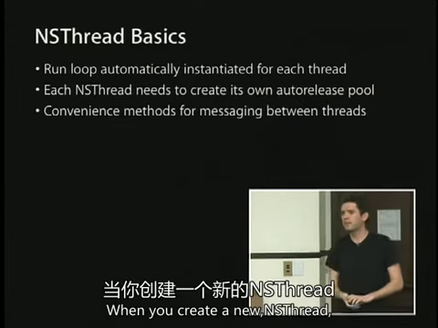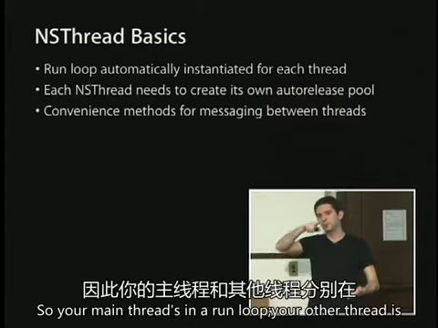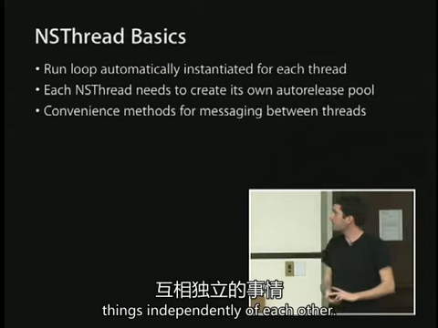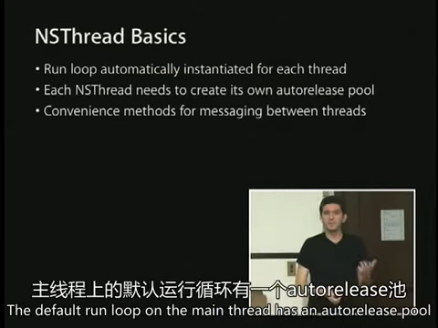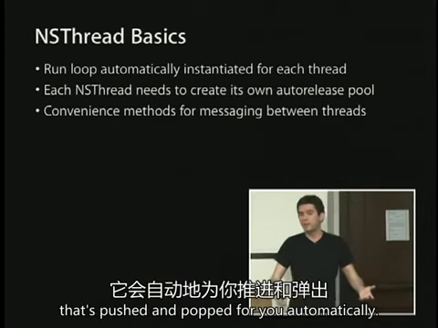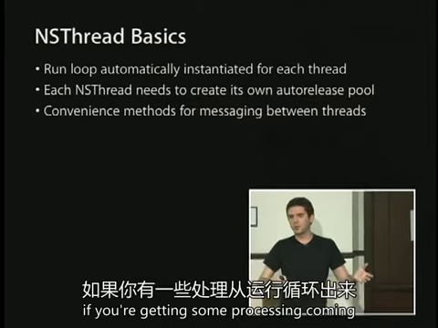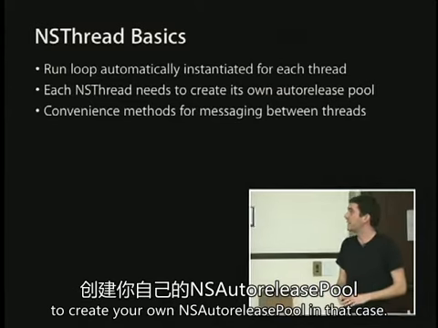When you create a new NSThread, that thread gets a run loop created for it automatically. So your main thread's in a run loop, your other thread is in a run loop, and they can process things independently of each other. Your NSThread does need to create its own autorelease pool. The default run loop on the main thread has an autorelease pool that's pushed and popped for you automatically. But on a background thread, if you're getting some processing coming out of your run loop there, you actually have to create your own NSAutoreleasePool in that case.